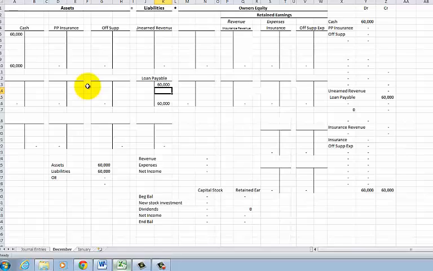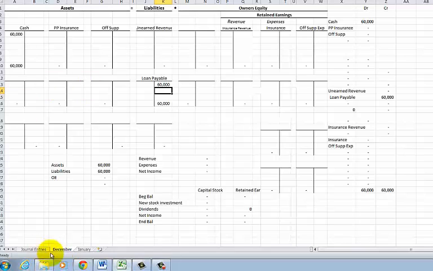Now, interest is the cost of using somebody else's money. So we're renting this money from the bank with the idea that we eventually have to pay them back the $60,000. We have to return the money to them. In the meantime, interest is being charged on the money. For every day we utilize this money, we owe the bank interest for using their money.